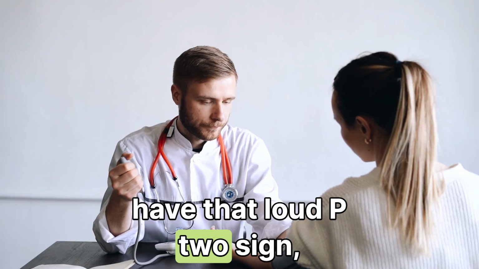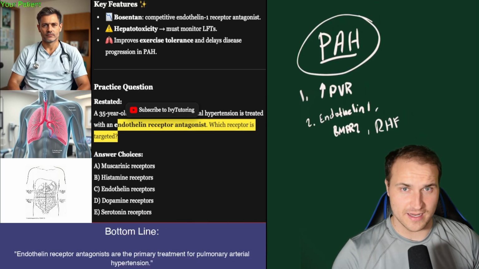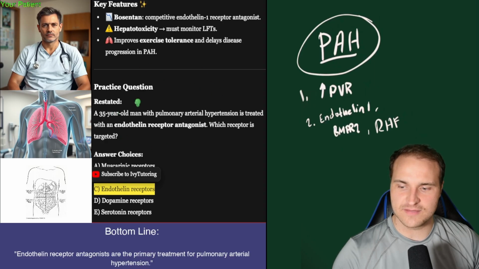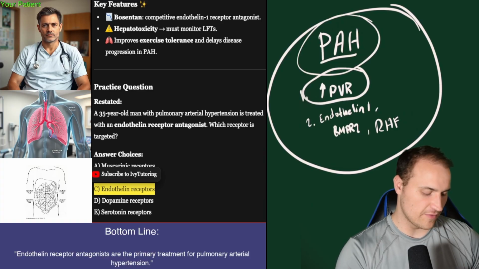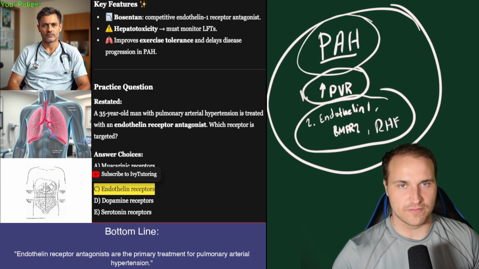All right, so you have that loud P2 sign, BMPR2 mutations, and endothelin 1 is overexpressed, and so you get vasoconstriction and proliferation. And that's why our answer is going to be C. We're thinking specifically of bosentan here. It blocks the endothelin 1 receptors, preventing vasoconstriction and vascular remodeling. That's the drug of choice. The two things to know are that PAH is caused by increased pulmonary vascular resistance, and endothelin 1, BMPR2, and right heart failure are associated.